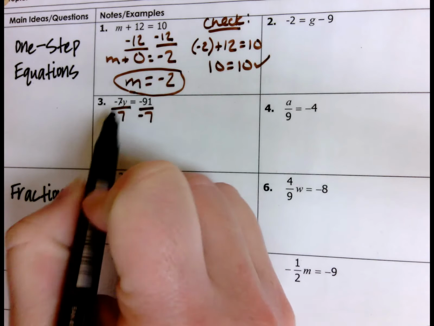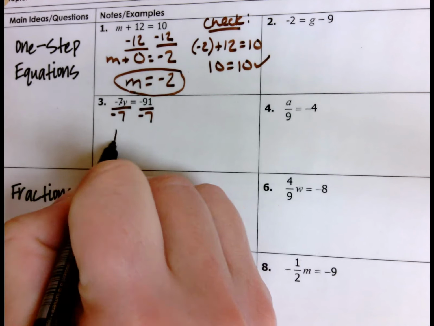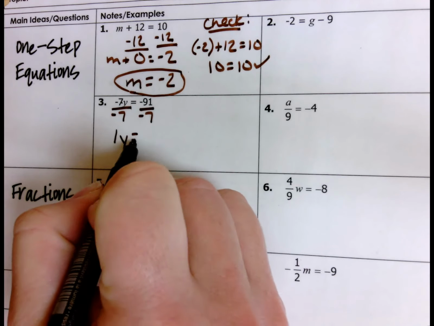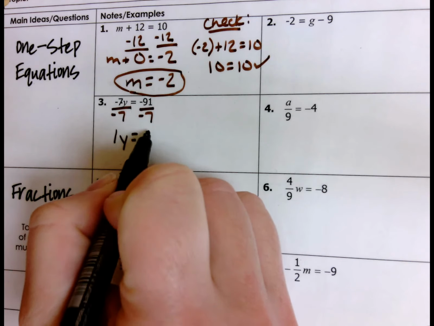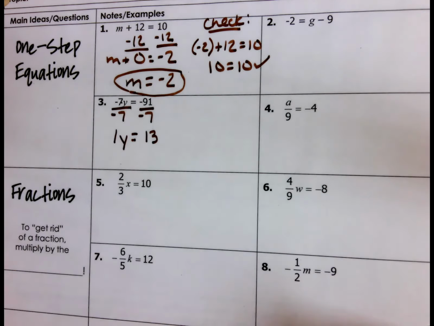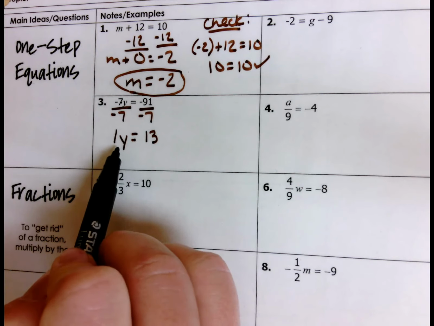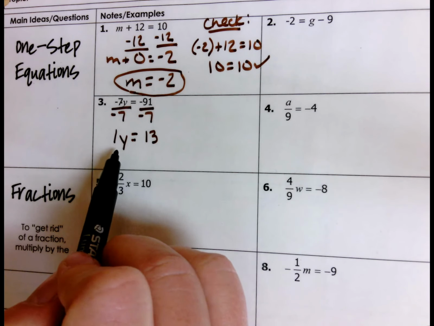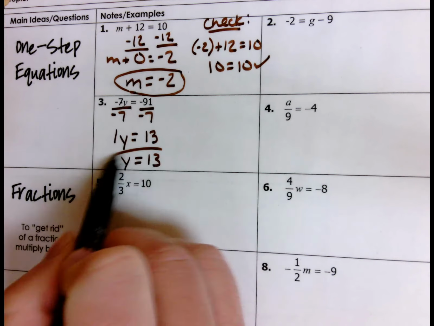Okay? So when I do negative 7 divided by negative 7, I get 1. Y is equal to, let's see, negative 91 divided by negative 7 is going to be 13. Now, when we have 1y, remember that a lot of times it's not necessary to write that because it's understood to be there, so we can rewrite it as just y is equal to 13.